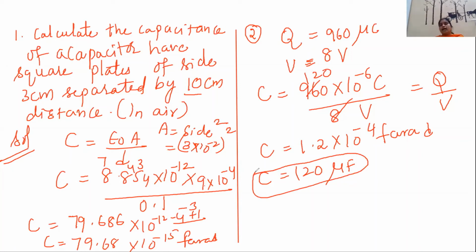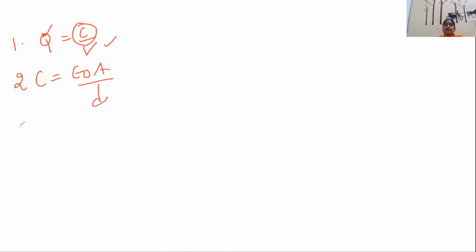Okay, so we have the models of sums, how they are given. The first model is Q is equal to CV. In this, any two of Q, C or V will be given, and you have to find the third, taking proper units and solving the problems. The second one is C is equal to epsilon naught A by D. But if a dielectric is introduced, they ask what the K value is, or they ask about the capacitance in the medium. So let us do one problem each on this also.